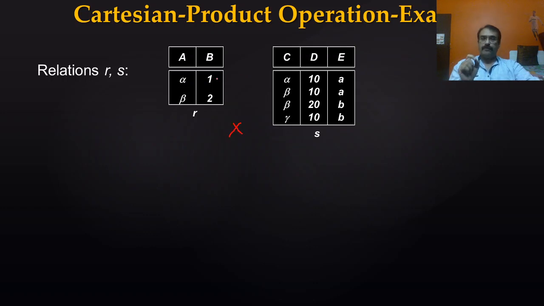That means every row of R will be combined with all the rows of S. This row will be multiplied with this, then this, then this, and then this. So every row of R will be combined with all the rows of S. Similarly, this will also be there.